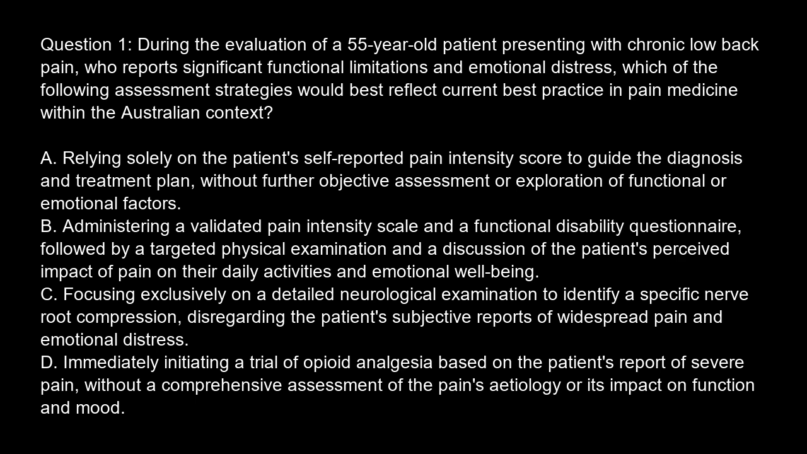Option C. Focusing exclusively on a detailed neurological examination to identify a specific nerve root compression, disregarding the patient's subjective reports of widespread pain and emotional distress. Option D. Immediately initiating a trial of opioid analgesia based on the patient's report of severe pain, without a comprehensive assessment of the pain's etiology or its impact on function and mood.